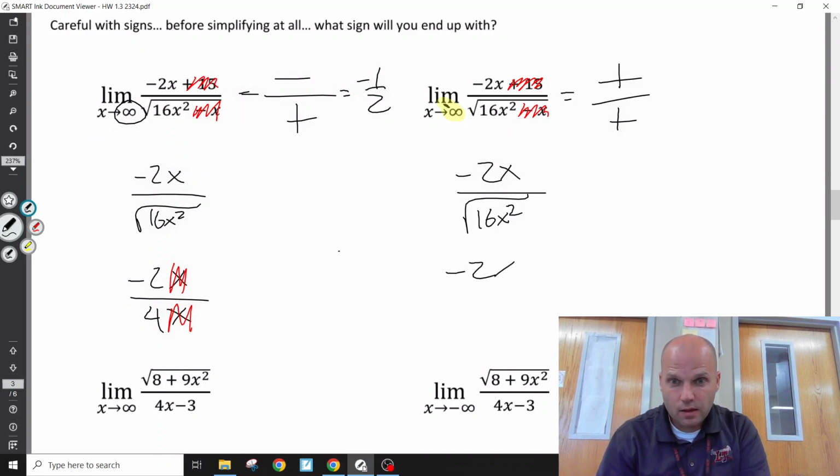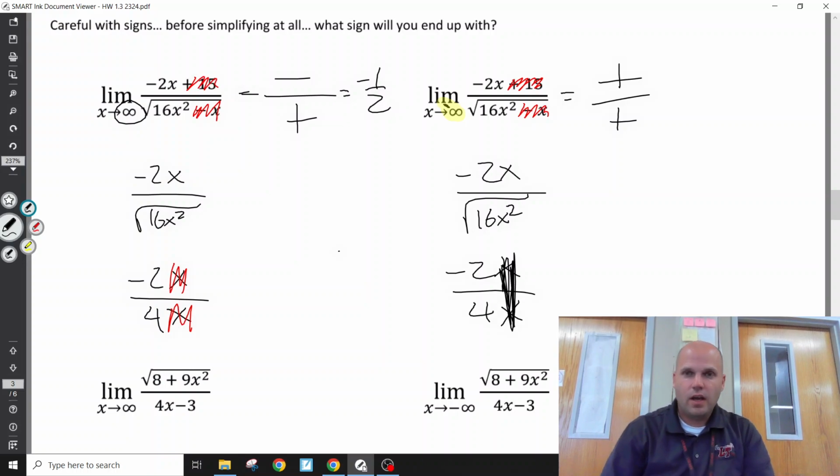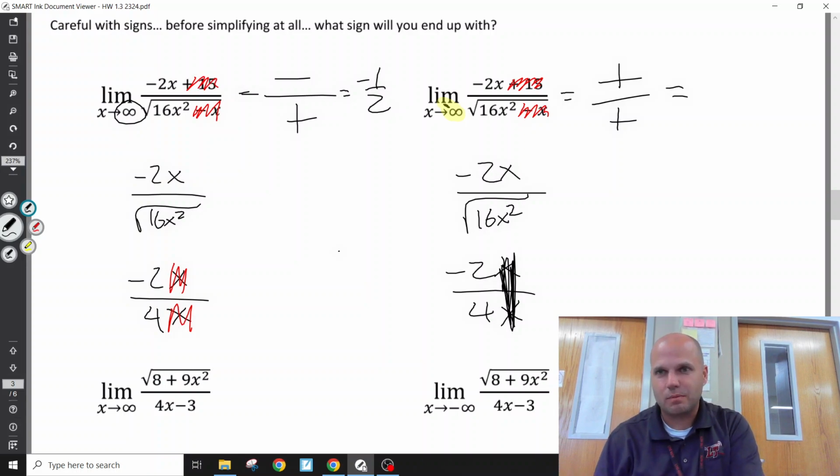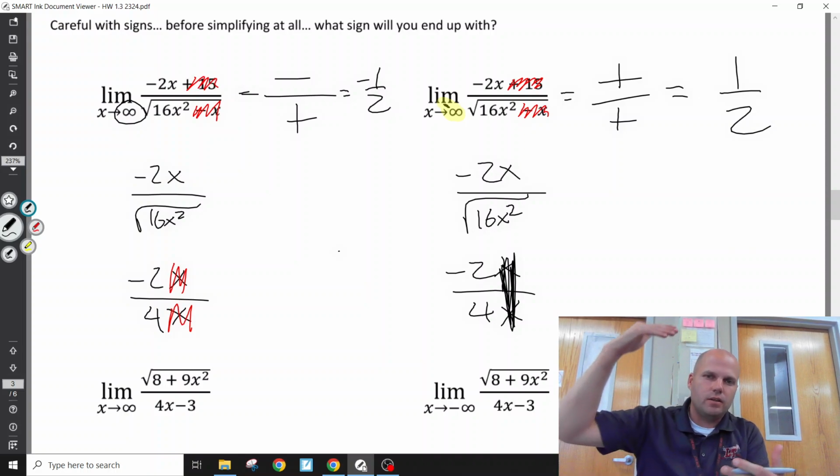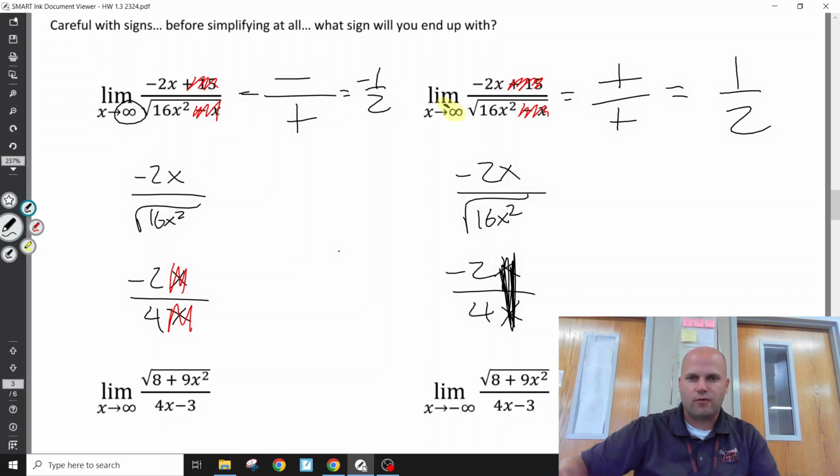You get negative a half. And I tell you, no, that's not right. The answer is positive a half. And you're like, what are you talking about, Mr. Mester? You're saying, if you square root the 16, it's just positive 4. The square root of x squared is just x. That's where things kind of differ.